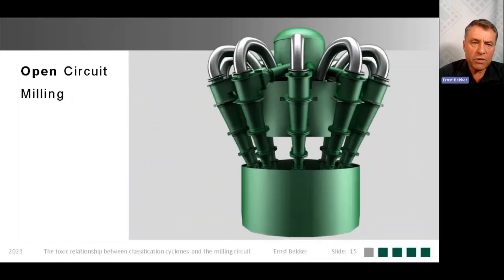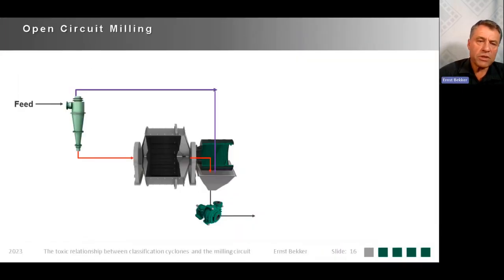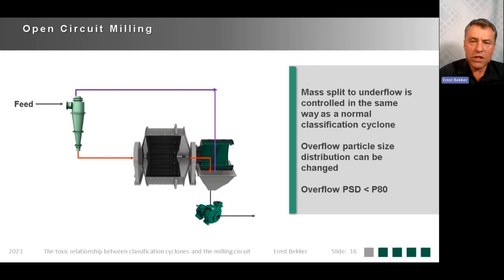Moving on to open circuit milling. In open circuit milling, the feed enters the cyclone, underflow goes through the mill, overflow bypasses the mill, and they combine in the mill discharge sump and move onward to the next process. So there's not much around the cyclone in open circuit milling that is too complicated.